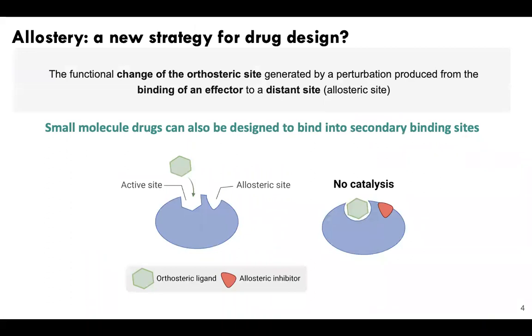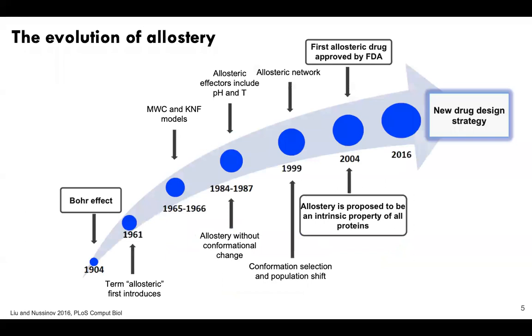So allostery could be a new strategy for drug discovery. Small molecule drugs can be designed to bind into secondary binding sites. As Jean-Pierre said, it's a Greek word, so we're very proud, it means different sites. So basically, the allosteric modulators bind at different sites and modulate the protein from a distance.